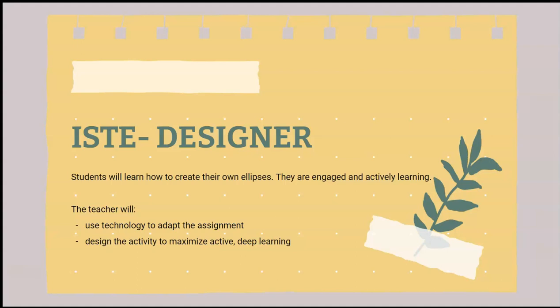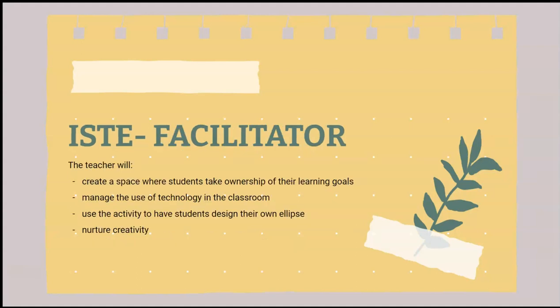And I also want to design the activity to maximize active deep learning, help them get the most out of it that they can. For ISTE facilitator, I will create a space where students take ownership of their learning goals. I want them to want to learn. I want them to want to learn about these ellipses, and be able to understand it. I want to teach them how to be creative and just how to collaborate with others and just create a good environment for them.